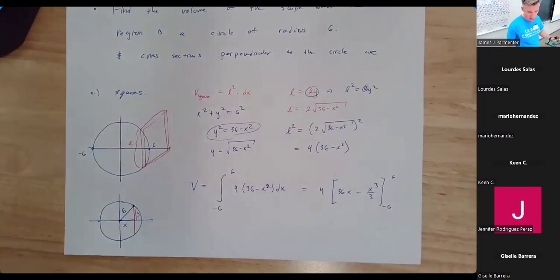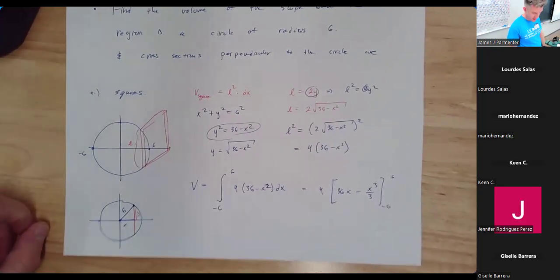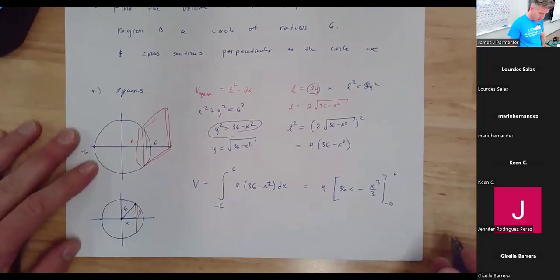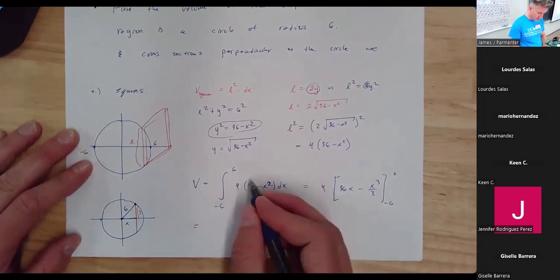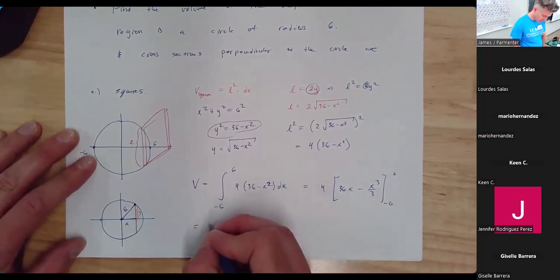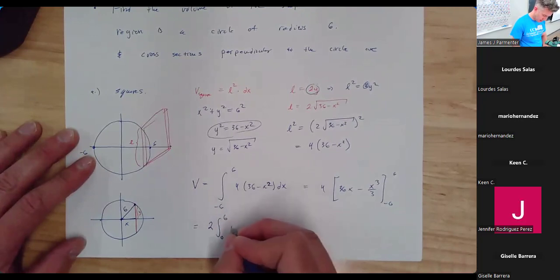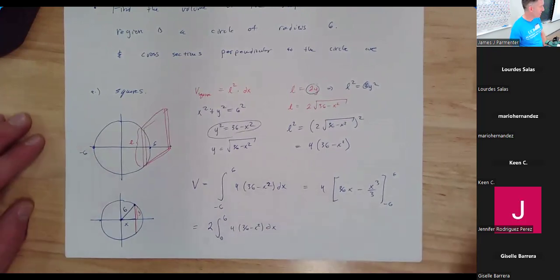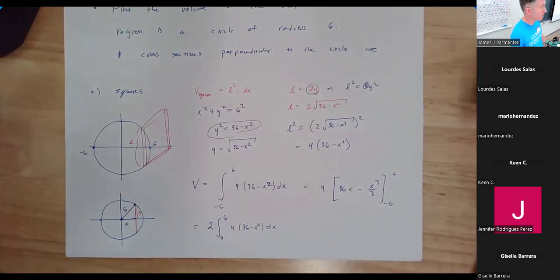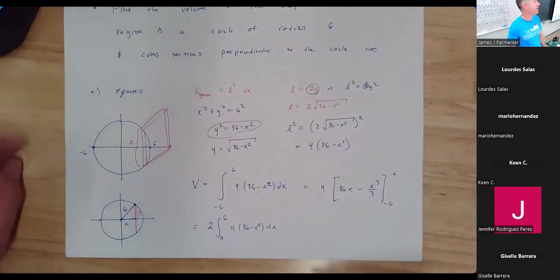If you actually have to calculate this, I'll point out there is something you can do to make it slightly easier. Since this function is even, this is 2 times the integral from 0 to 6 of 4 times 36 minus x squared. You don't have to do this, and if you don't know to do this, then don't think about doing it. But if you like making something simpler before you actually have to calculate it, you can do it this way.